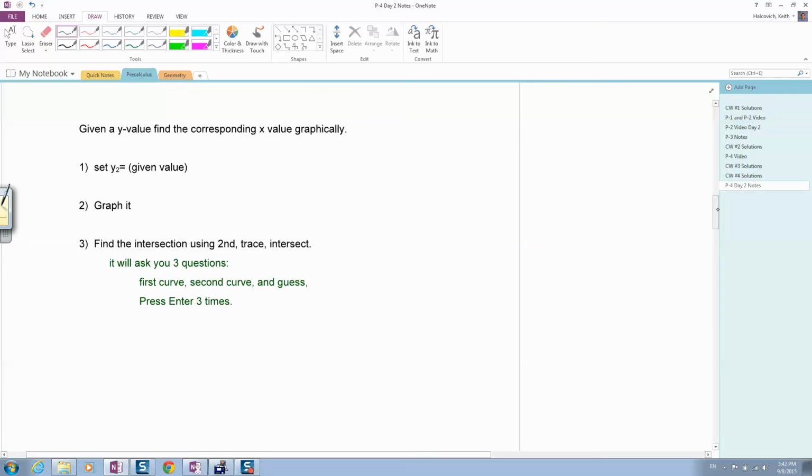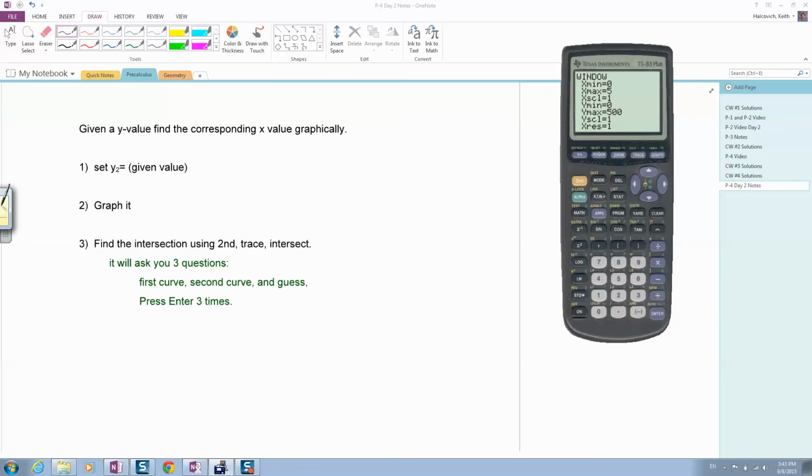So there's a couple different things that you can solve for here. The first thing that you solve for is an x value. You're given a y value and you want to find the corresponding x value graphically. So basically you're going to set y2 equal to a given value. So let's say on here, you know how we have an equation here, and y2 is going to equal a number that will come up through the problem. Let's say 500. All right. Actually, we'll make it less than 500. 200.